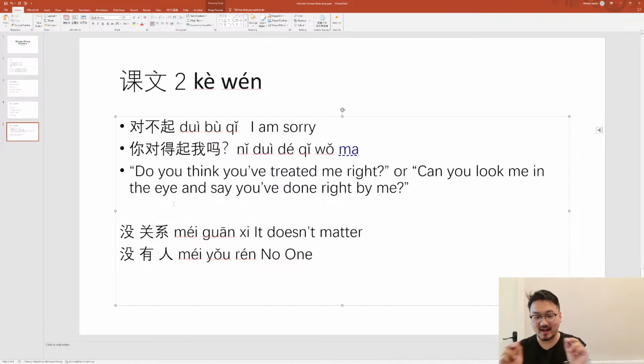Okay? So what's the connection? What's the 关系? 没关系, no connection, means no problem at all. Okay? No problem. That's okay. 没有人 means no person, that's it. No one. So really, really simple one here.